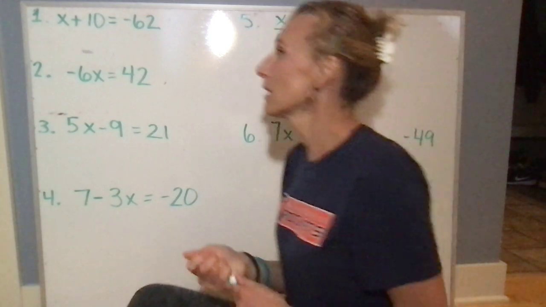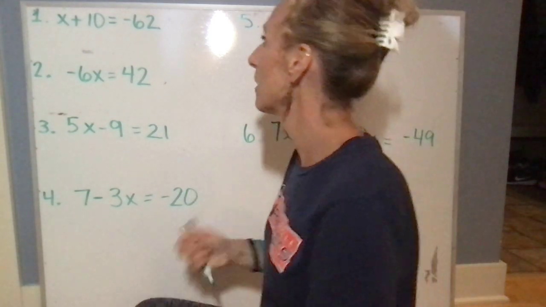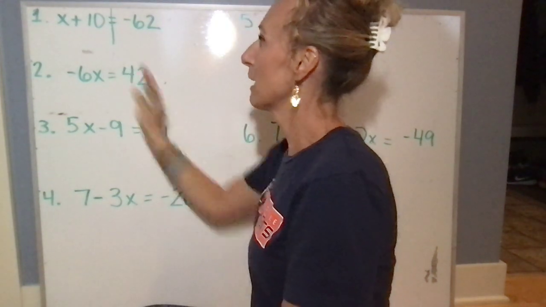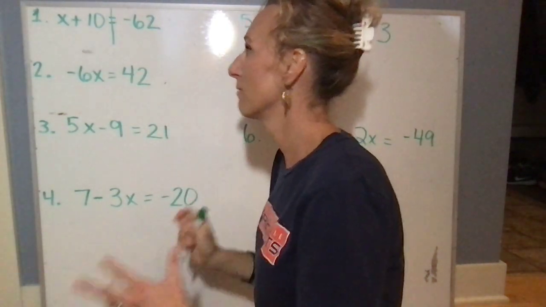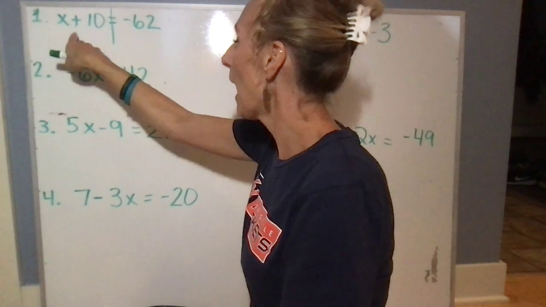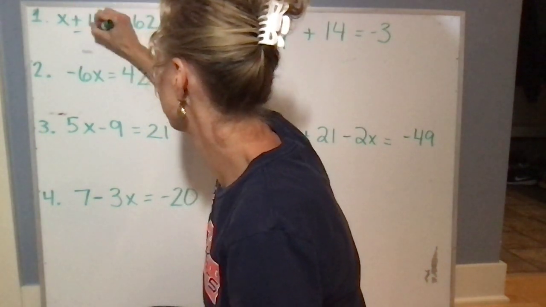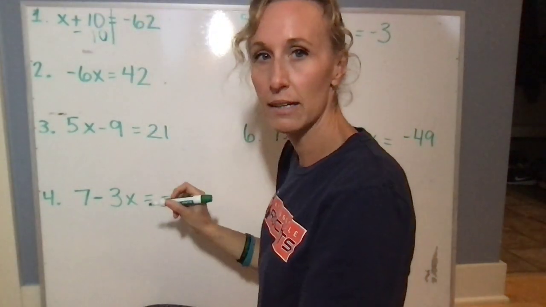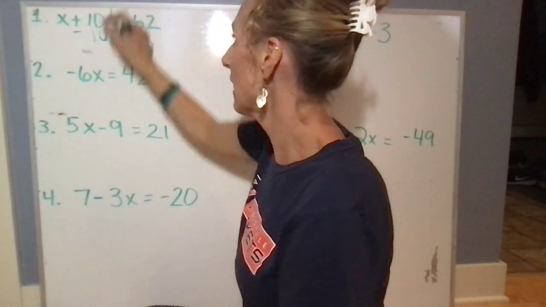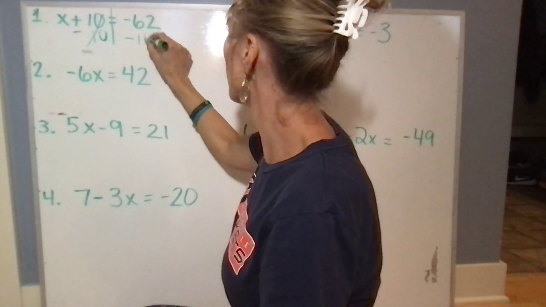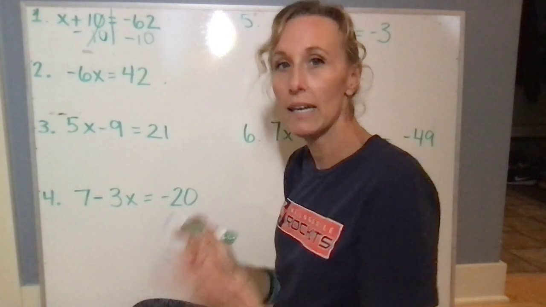But if you can't do it in your head, remember you want to undo what is there. So which side are we undoing? We're going to undo the side that has the variable. So we're going to do the opposite of adding 10, and we're going to subtract 10. We subtract 10 here so that we can cancel it, and then we subtract 10 over here so that we can get our answer.